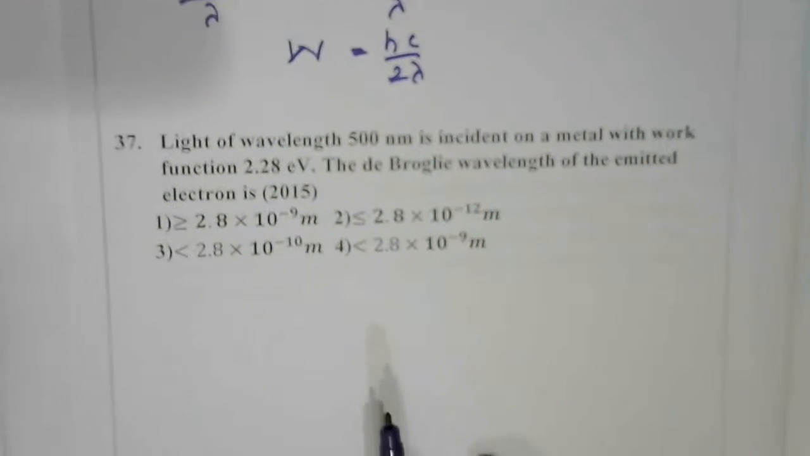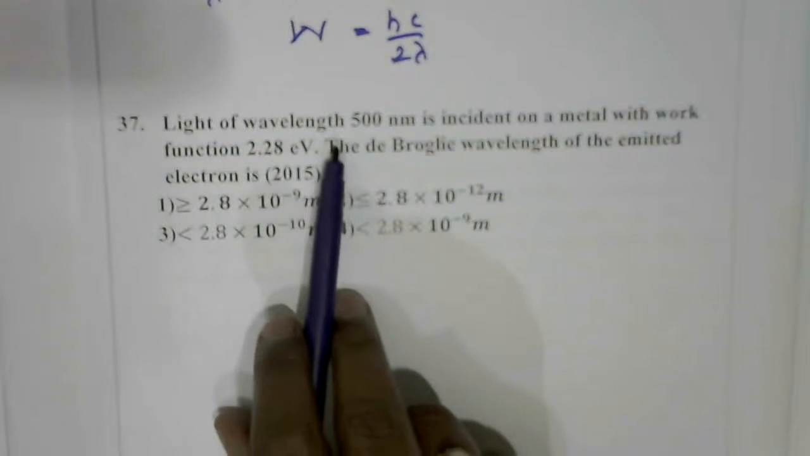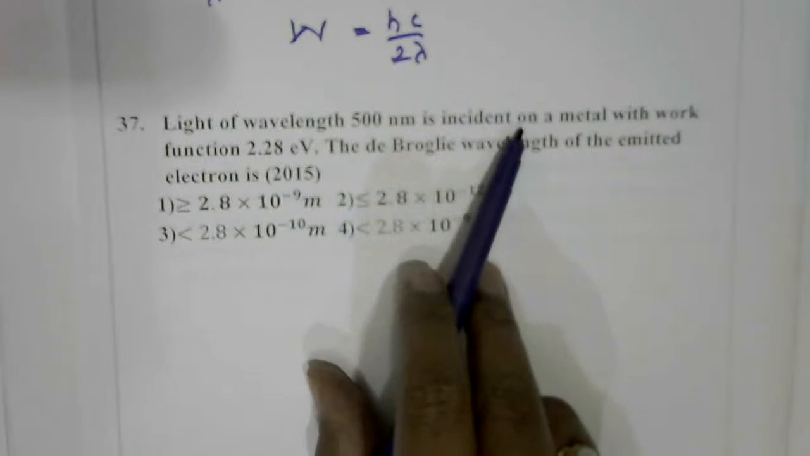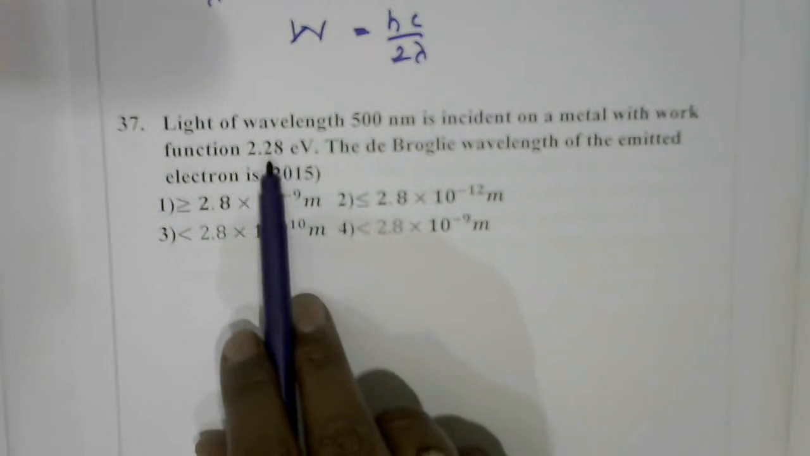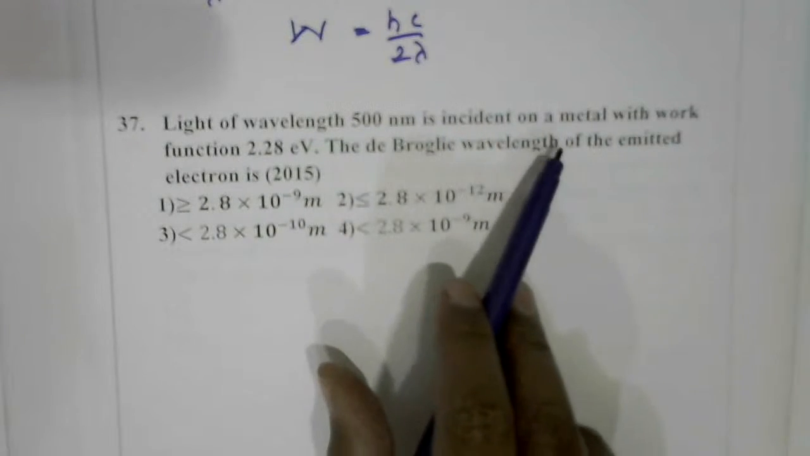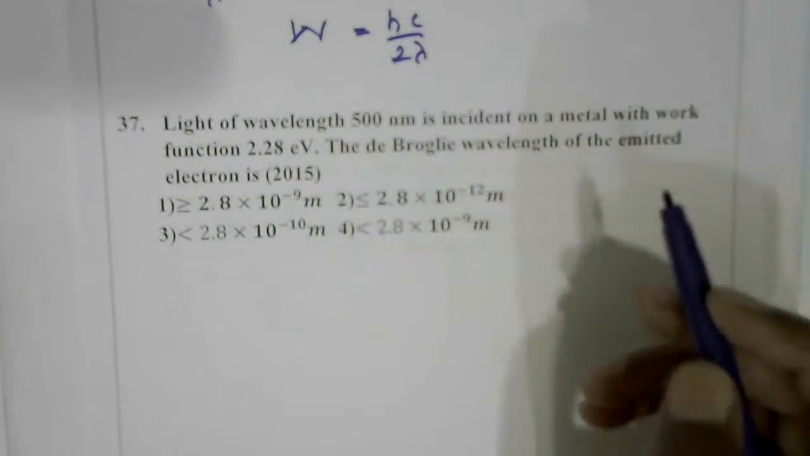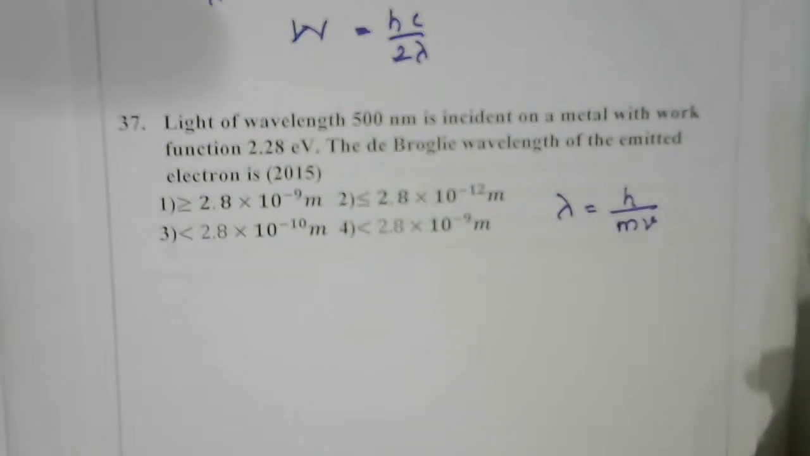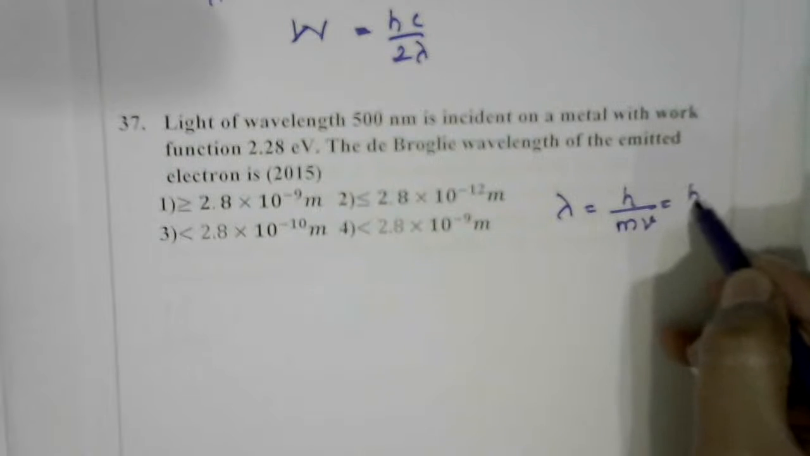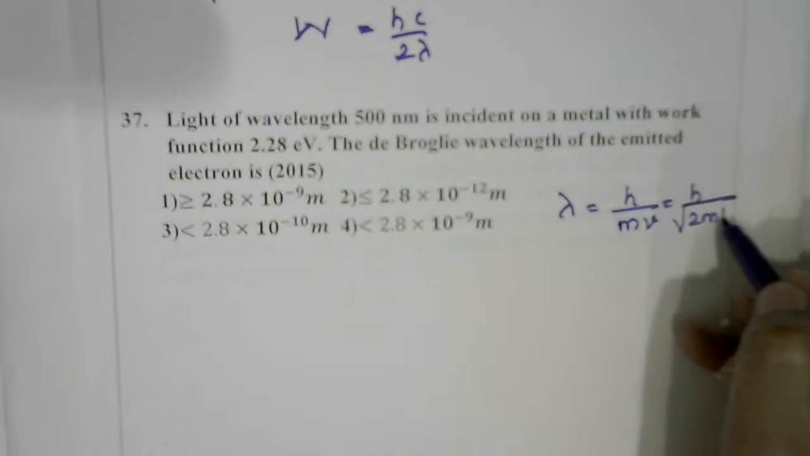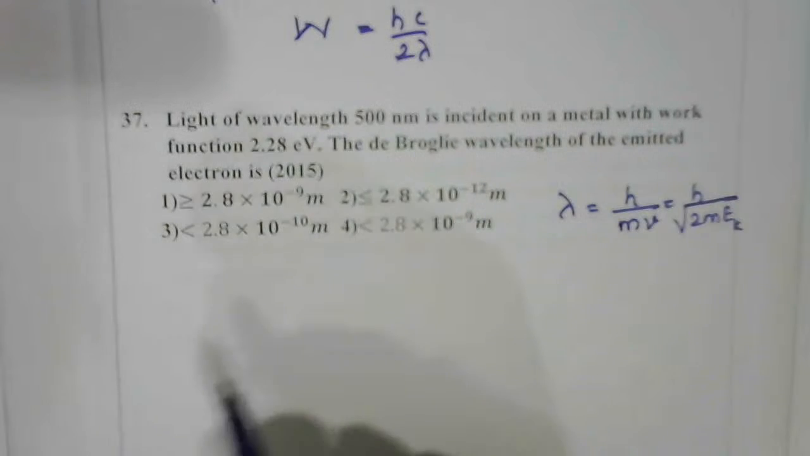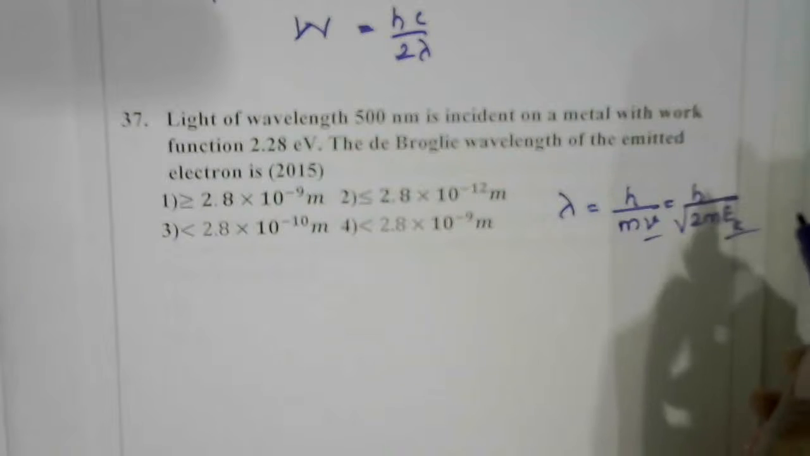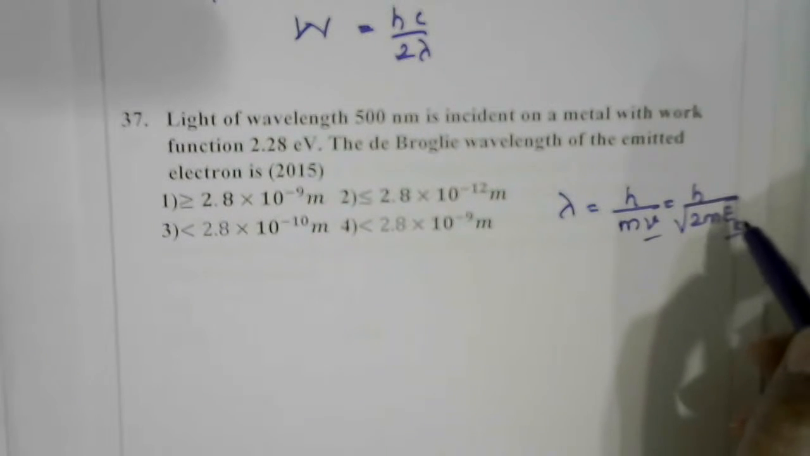Next question. Light of wavelength 500 nanometer is incident on a metal with work function 2.28. The de Broglie wavelength of the emitted electron is. See, our de Broglie wavelength is h by mv, or h by square root of 2m into kinetic energy. Means either v or kinetic energy you have to get.